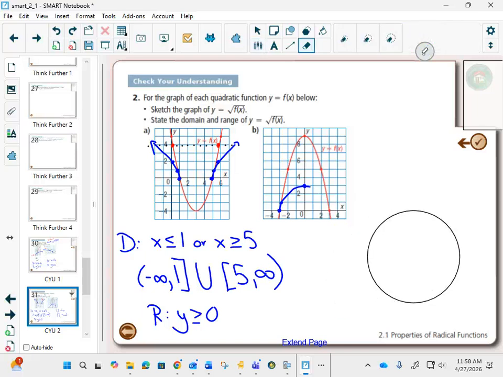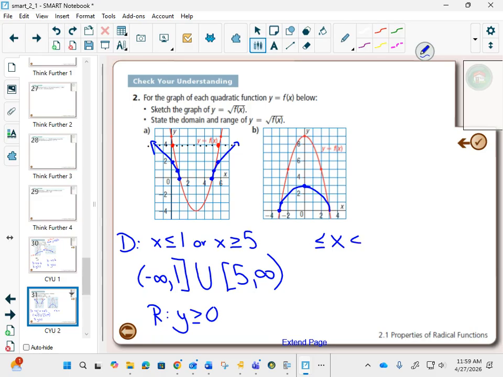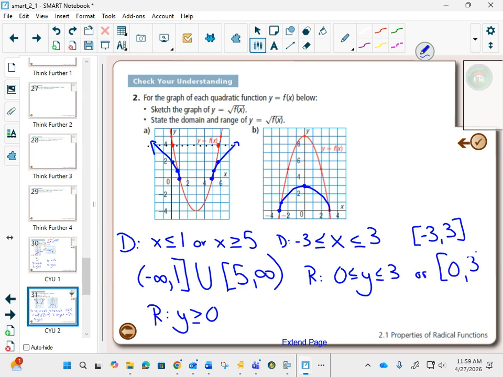And for this second one, what is my domain? I could either write that the x values are between -3 and 3, or I could write this in interval notation like this for the domain. And the range goes from 0 to 3.